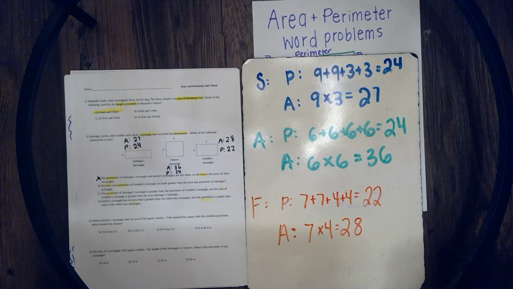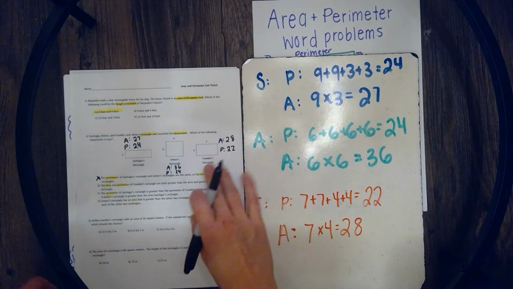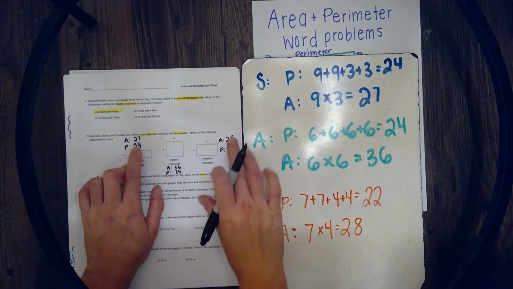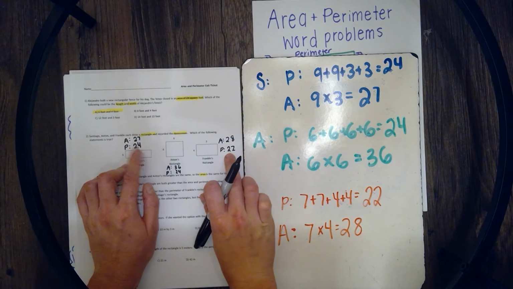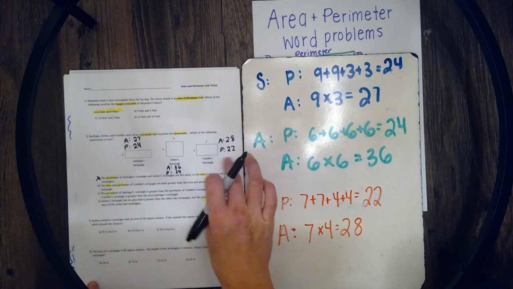B, the area and perimeter of Franklin's, remember this is Franklin, 28 and 22, are both greater than the area and perimeter of Santiago's. Well, the area is larger, but look, the perimeter is not. 24, Santiago's perimeter is bigger than Franklin's, so B is not true.